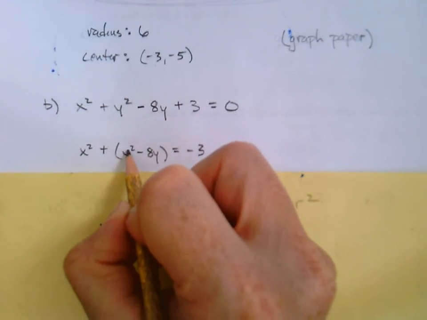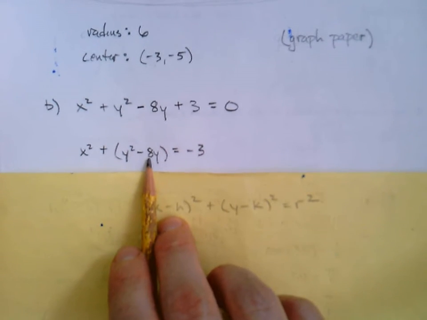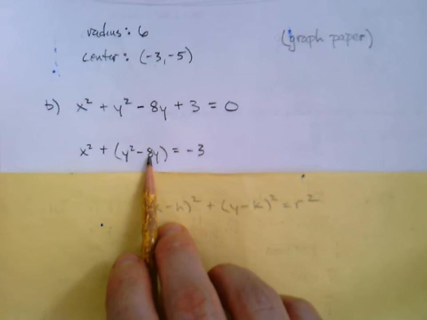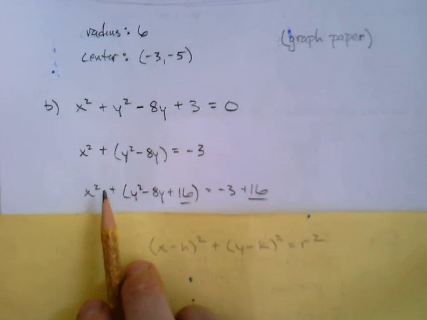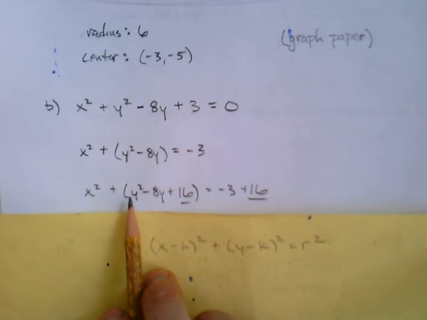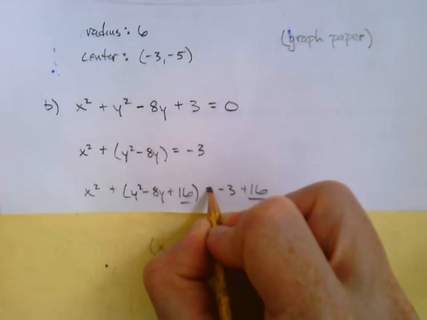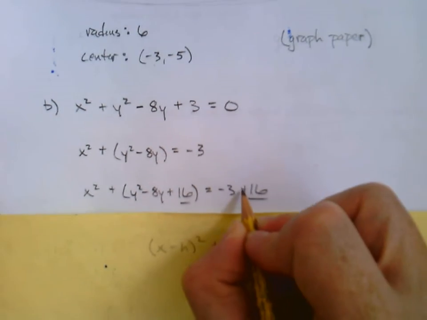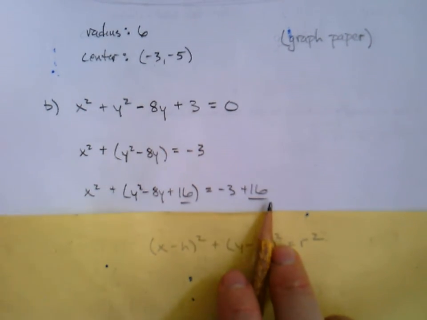Now it's time to complete the square on the y's. Well, if I see 8 there, what do I add inside those parentheses? Well, half of 8 is 4. 4 squared is 16. So I'm going to add 16 inside there. Okay, so I've got x squared plus parentheses y squared minus 8y plus the 16 parentheses. And if I just up and add 16 like that, then I need to balance it out on the other side. Okay, so negative 3 plus 16.